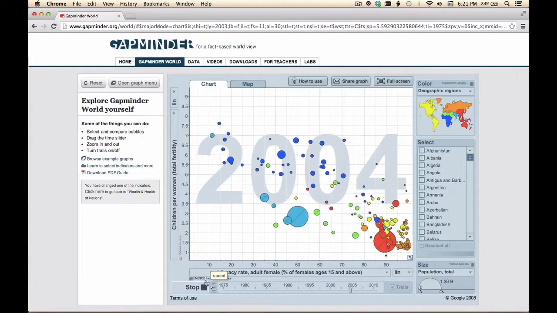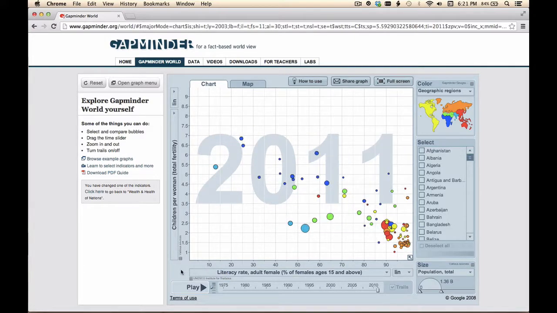What that might imply is that as these women are educating themselves, or perhaps as these different societies are allowing these women to educate themselves, they might be choosing lives that are not just about making babies. So these are some of the things that you can do with Gapminder.